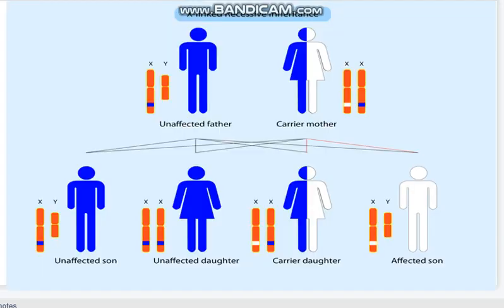It is X-linked recessive inheritance. Males are affected and females are carriers. A female has two X chromosomes; if one is affected, the other compensates. But a male has only one X chromosome and a Y chromosome. So if the X chromosome is affected, the male is affected.